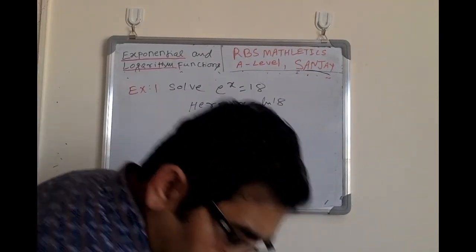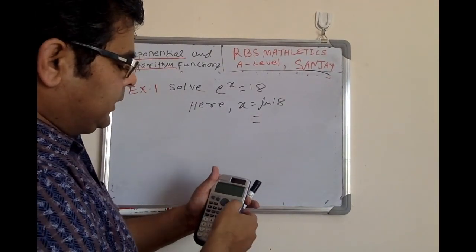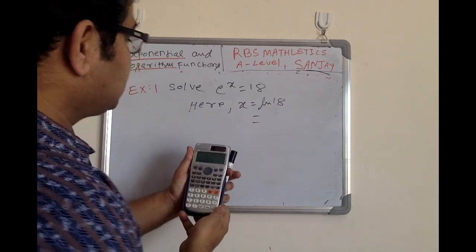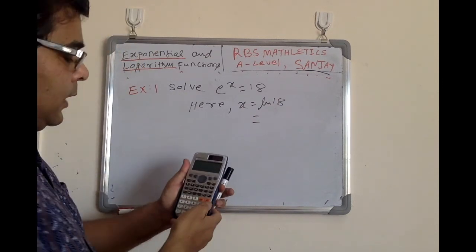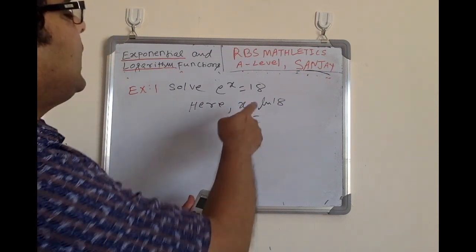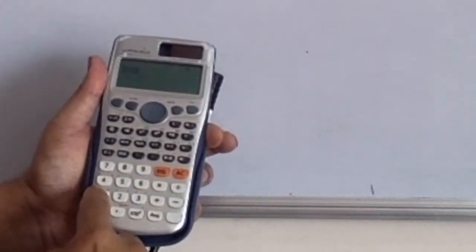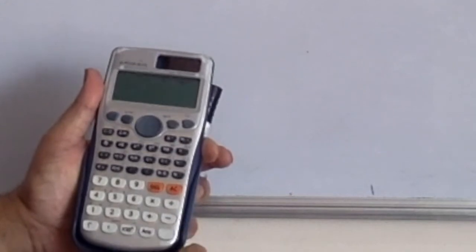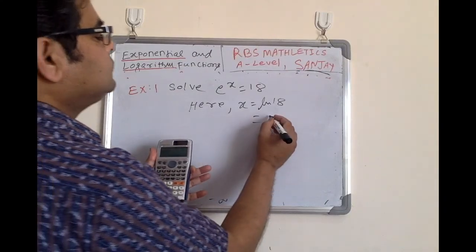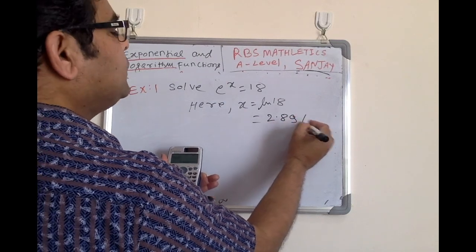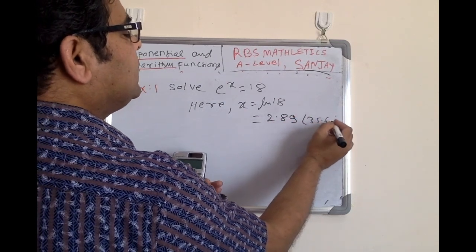In order to find ln of 18, here is what I do in my calculator. You might not be able to see it on your screen, but you should know how to use the calculator for this function. I want ln of 18, I can see the ln icon, then 18, and this is going to be equal to 2.89 up to 3 significant figures.